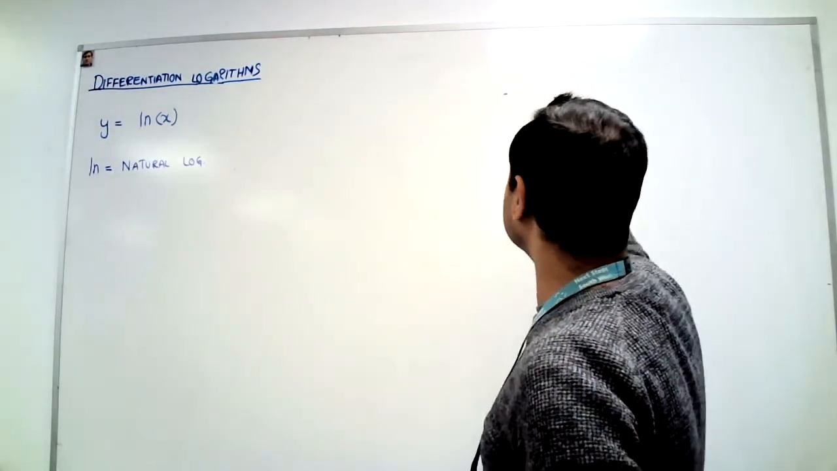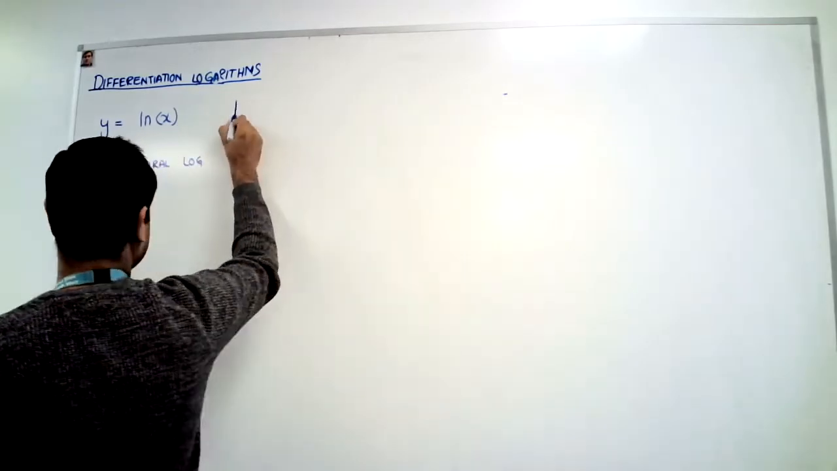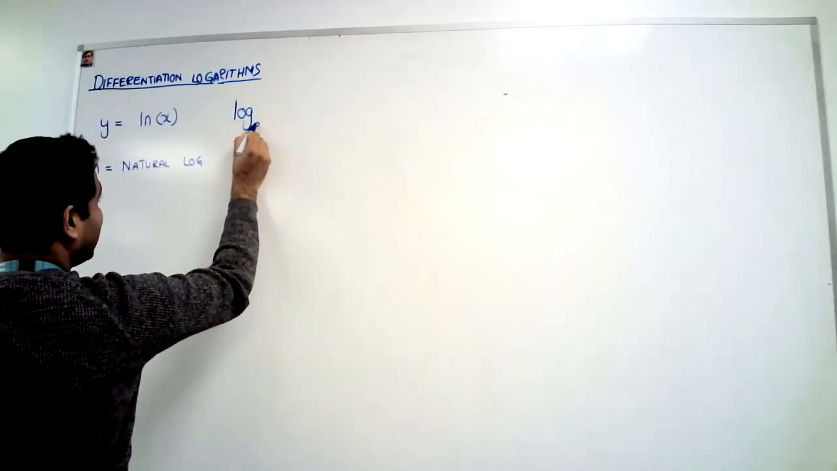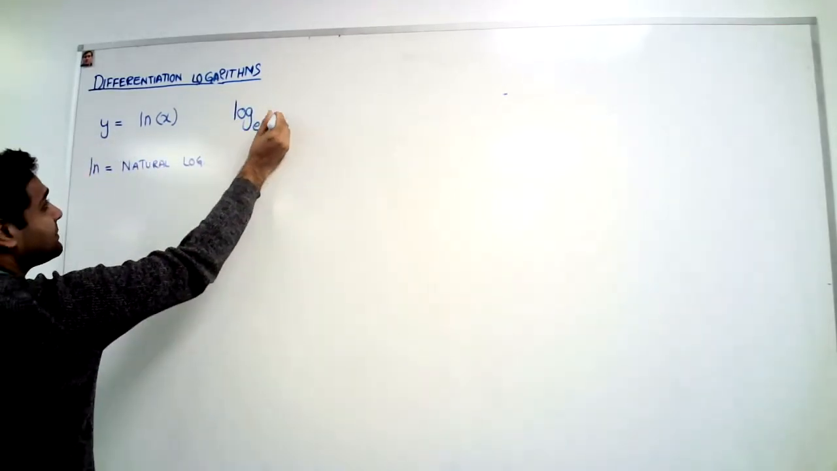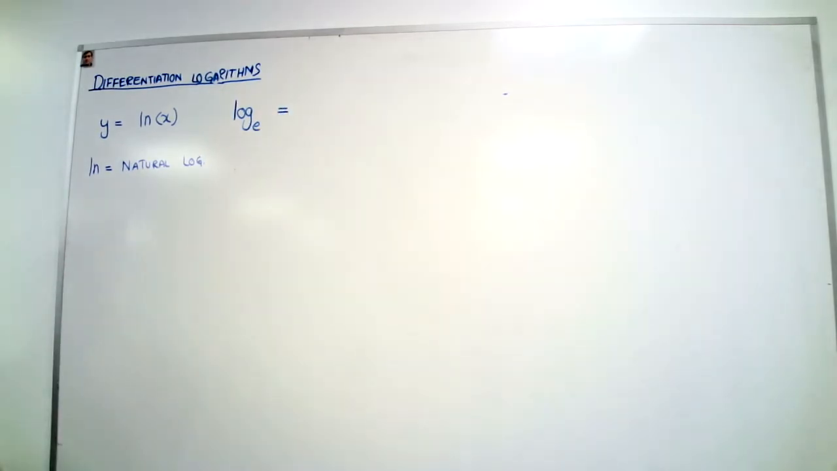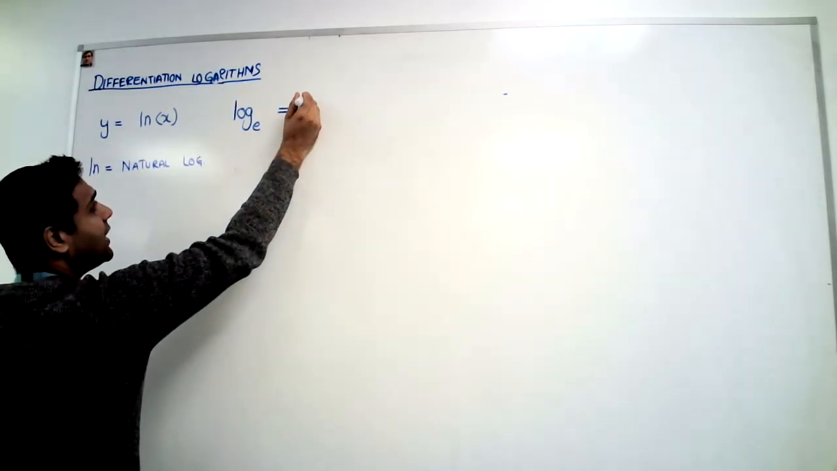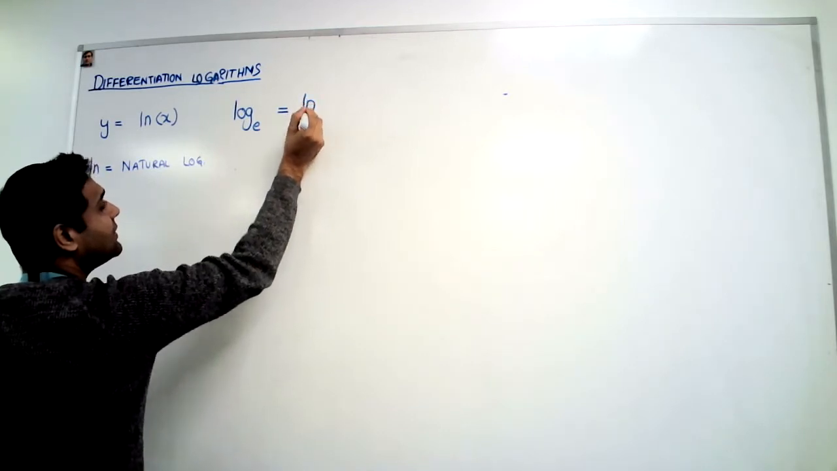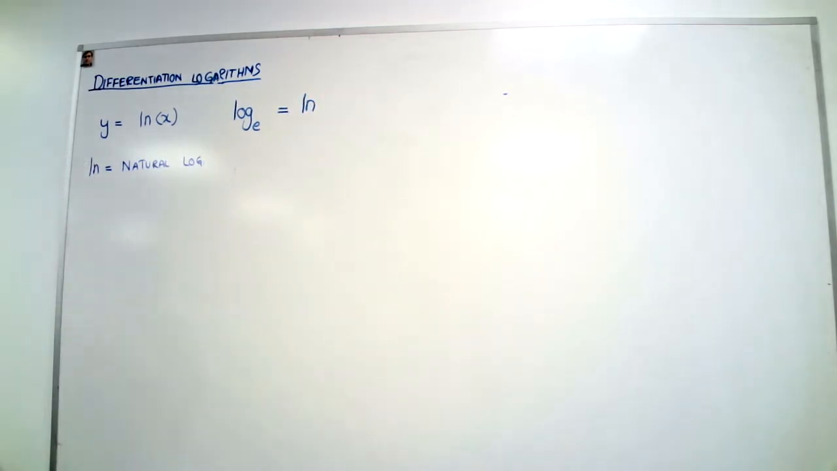And you know what e is. If I got log to the base e, where e is a number, Euler's number, that is ln. So that's the natural log.